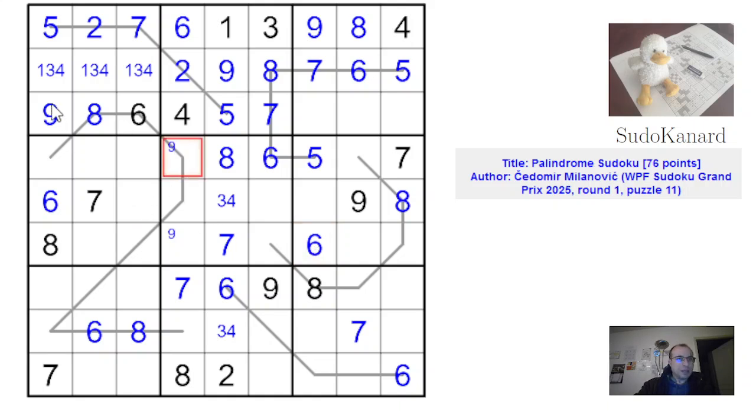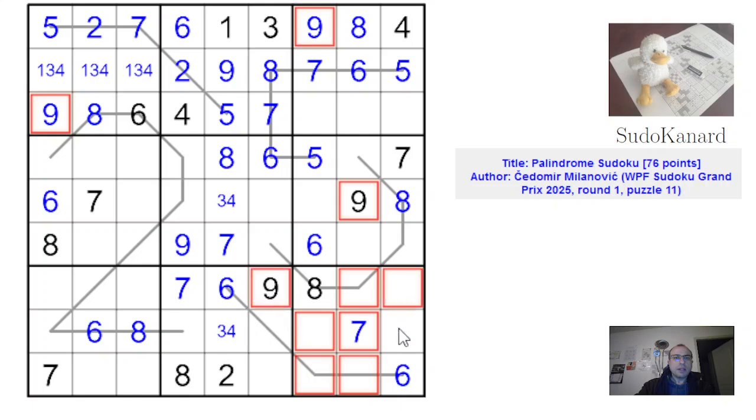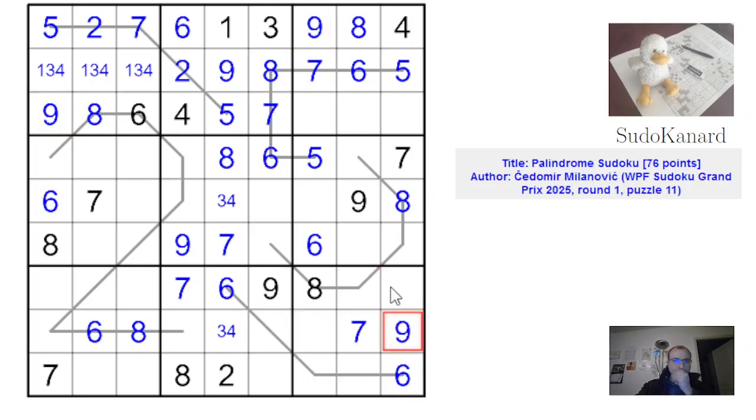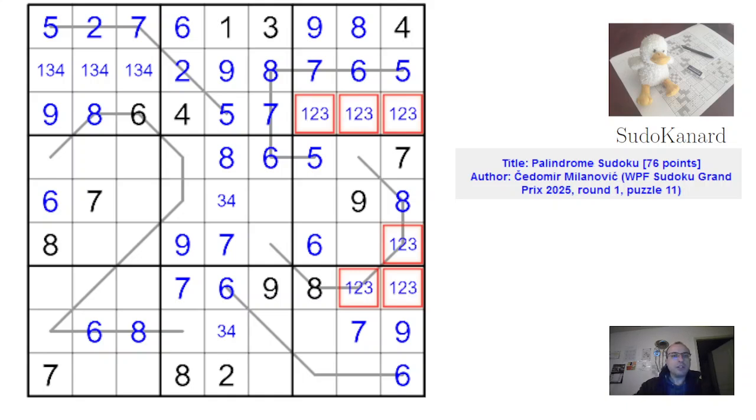Oh, by the way, this 9 prevents this from being a 9, and this is the same as that. So this is not 9, this is 9. What did I do? That was a 9. Why did I delete the digit? Well, this is of no interest. That's a 9. We need 1, 2, 3 in those cells, and by palindrome property, this is also from 1 to 3.